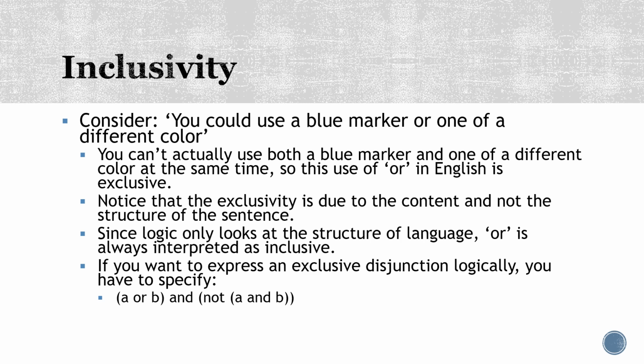When we just see a plain old or, we're going to assume it's inclusive unless there's some reason why we can't. And because logic only looks at the structure of the language, we're going to always interpret this or as being inclusive. If you want to express an exclusive disjunction in our logical speak with our abbreviations and everything, you would say something like A or B and not A and B. That is one or the other and not both.